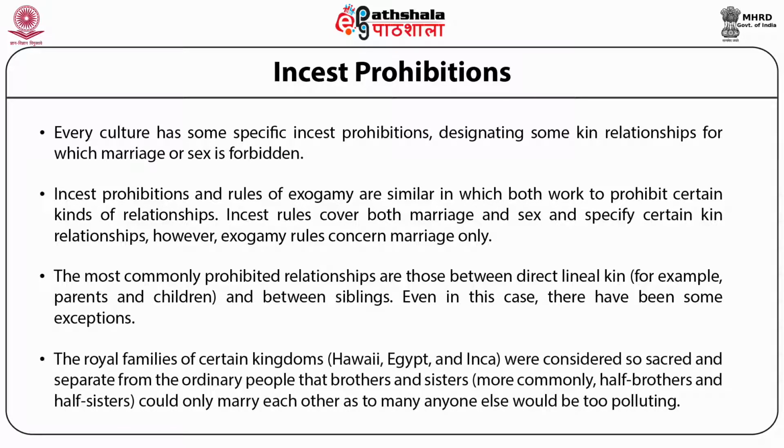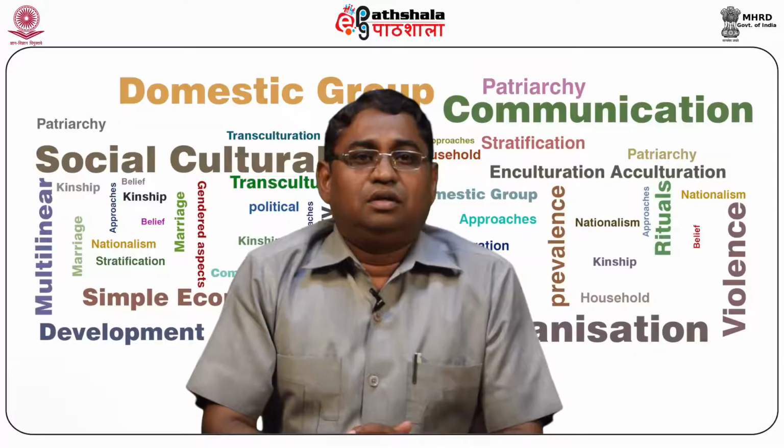The royal families of certain kingdoms like Hawaii, Egypt, and others were considered so sacred and separate from ordinary people that brothers and sisters, more commonly half brothers and half sisters, could only marry each other, so as to marry anyone else would be too polluting.